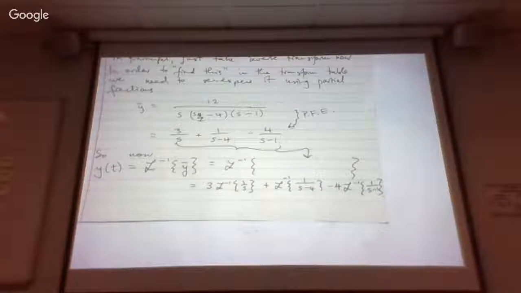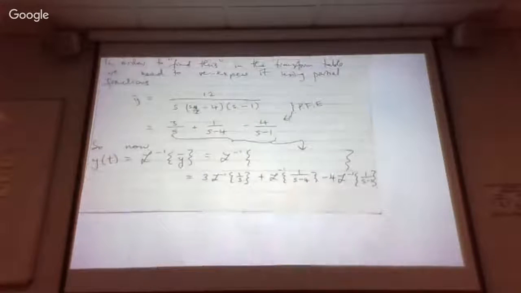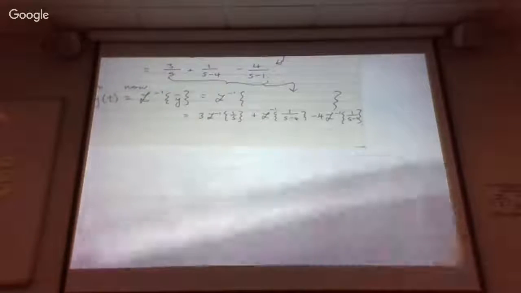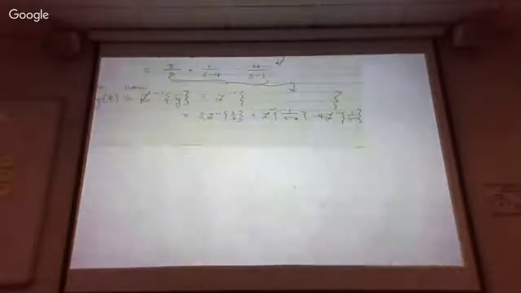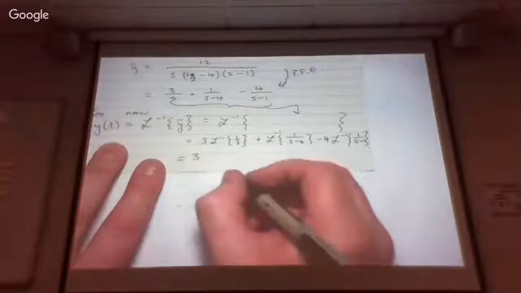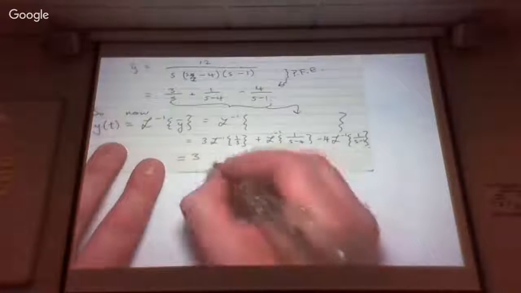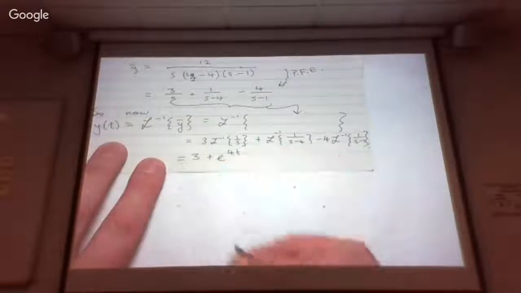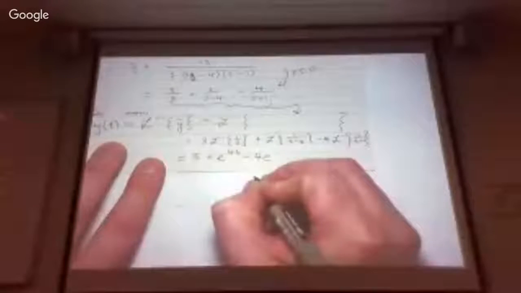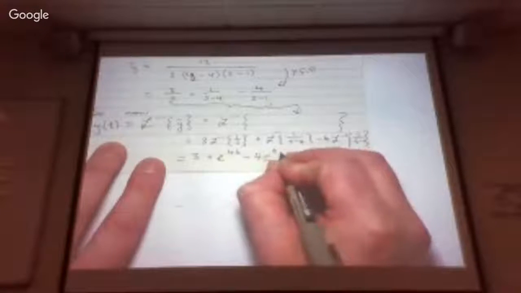Okay, so now we can look to our table. And each of those functions there can be found on the table. 1 over s is the transform of the constant 1, and 1 over s plus something, s plus a, is the transform of e to the minus at. So this is the constant 3 plus e to the 4t minus 4 times e to the t.